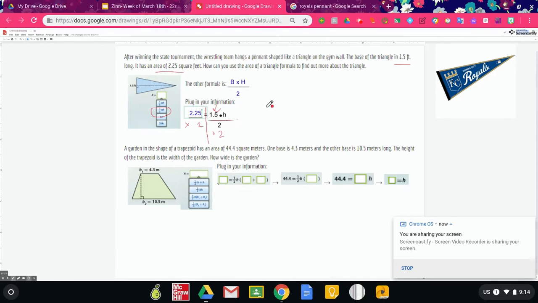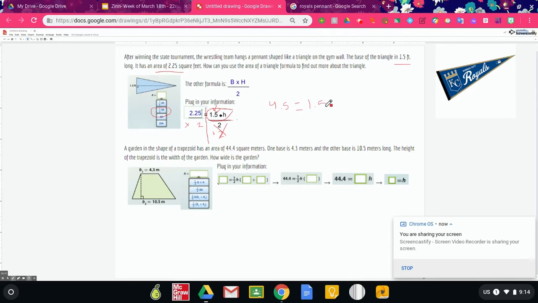2.25 times 2 is just 4.5. This is really hard. We still have an equal sign. And whenever we used inverse operations, it got rid of this for us. But we still have this. So 4.5 equals 1.5 times the height.